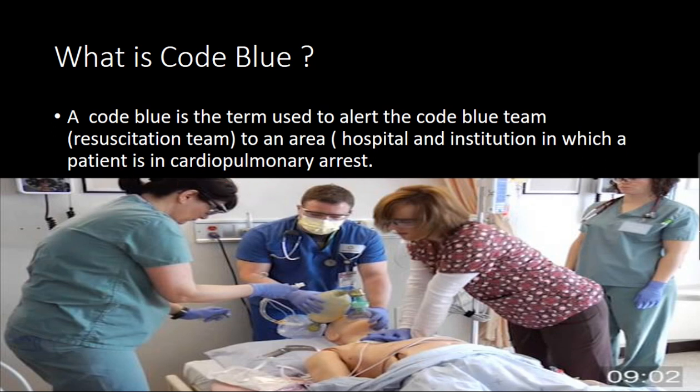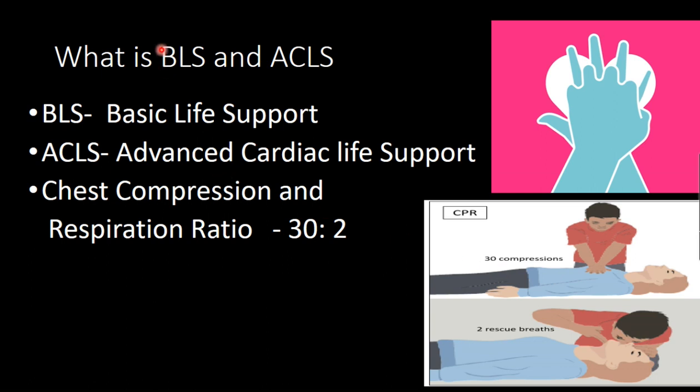Okay. Then what is BLS and ACLS? See, BLS is basic life support, ACLS is advanced cardiac life support. And what is the chest compression and respiration ratio? It should be 30:2. That means 30 compressions and 2 rescue breaths.